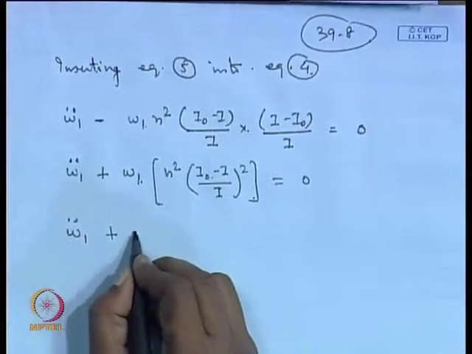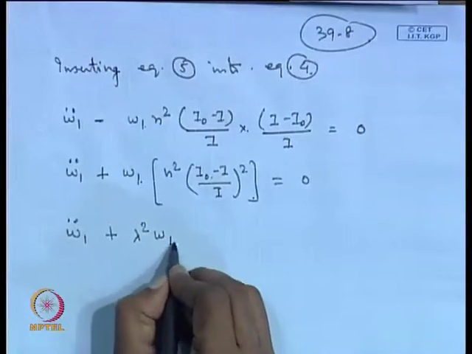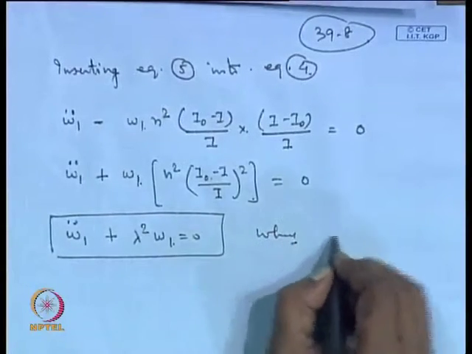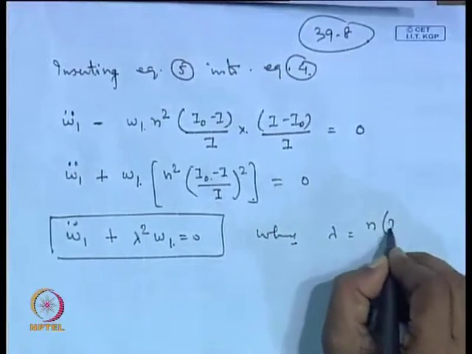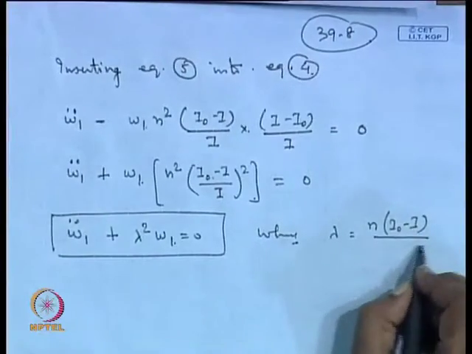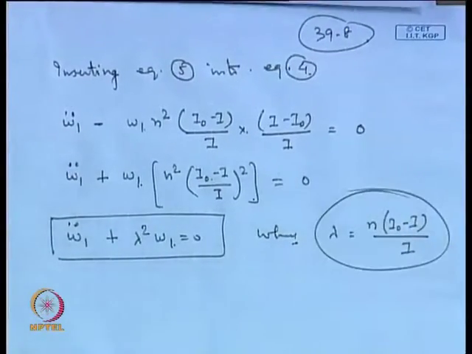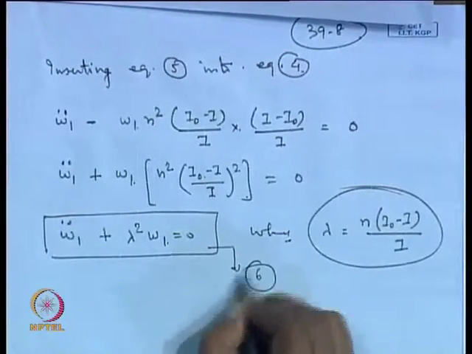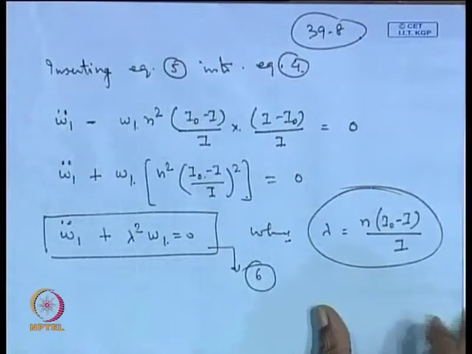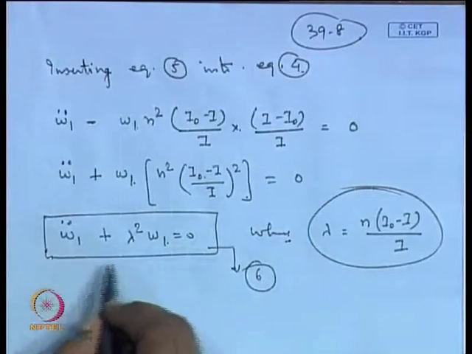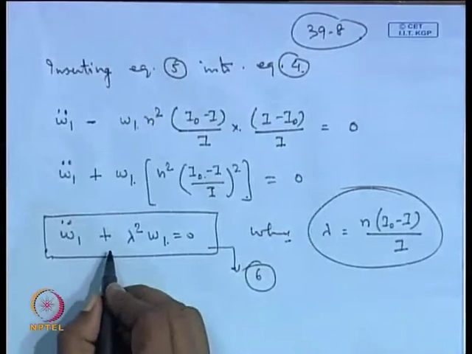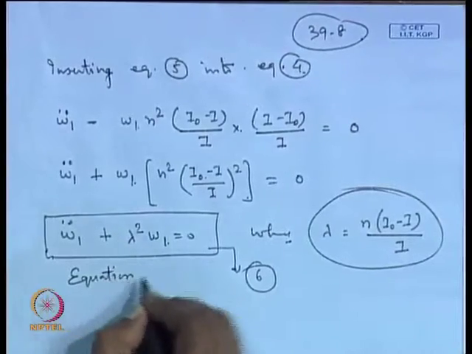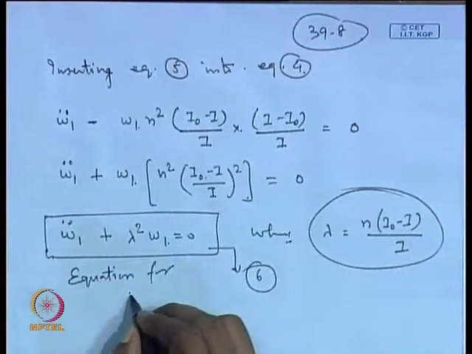in compact notation we can write as lambda square times omega 1. This is equal to 0, where lambda is equal to n times (I 0 minus I) divided by I. Okay. Now, this equation is correct and this we name as our sixth equation. Okay, so, you can recognize this is the equation for simple harmonic motion.